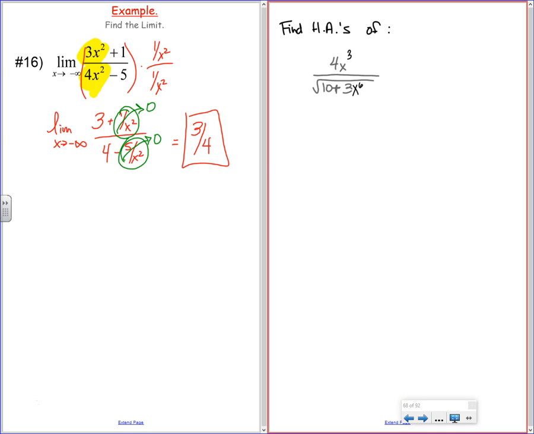Okay. Horizontal asymptotes. Horizontal asymptotes are talking about the end behavior of a function. And we talked about this way back in chapter 2. Horizontal asymptotes, the end behavior of the function. Question, what direction is the end of a graph? Where's its end? Where do we look?